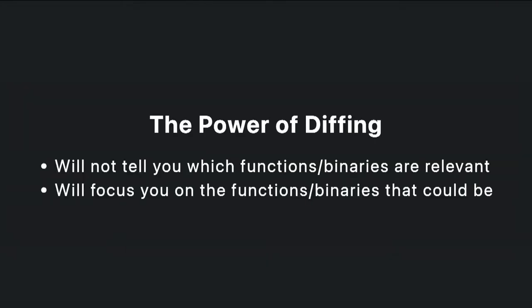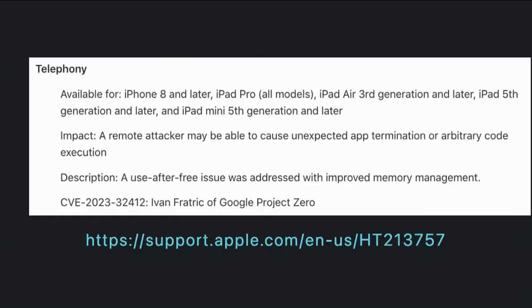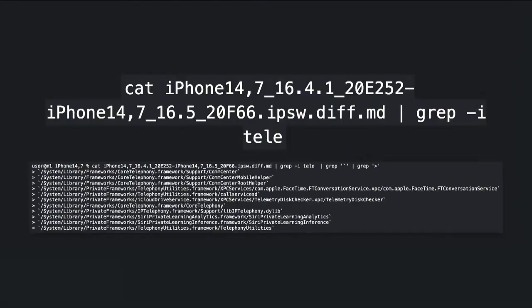You have to figure that out based on a few things. It might be experience, it might be a keyword. We're going to use a keyword in this first example. But the power of diffing is that it helps you ignore everything that has stayed the same, and you just focus on those things that have changed. So if we look at this telephony thing, using the diff that IPSW produced, I'm just grepping for the word tele or telephone, and out of there come 8 binaries out of the full list, and the list is like 100 binaries long or more.